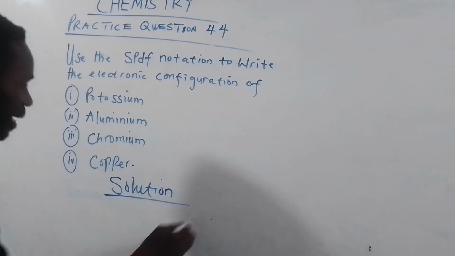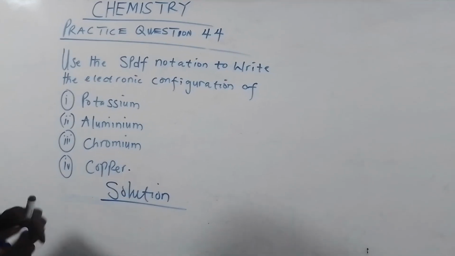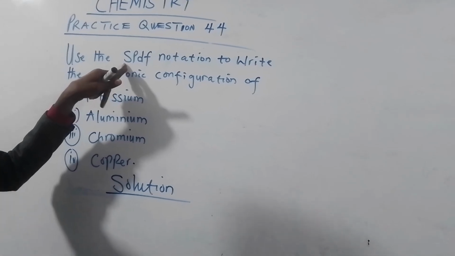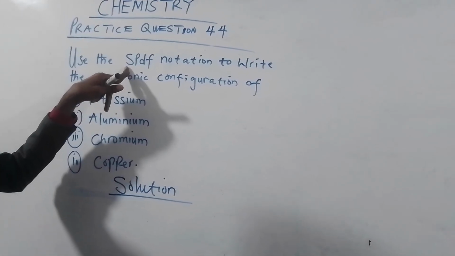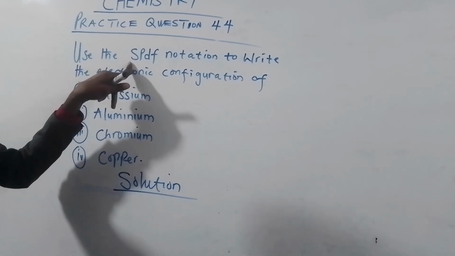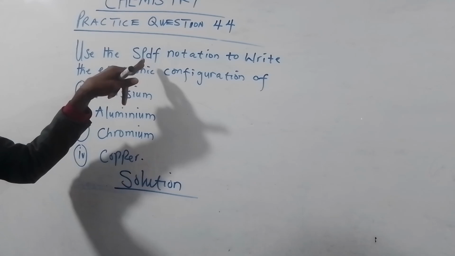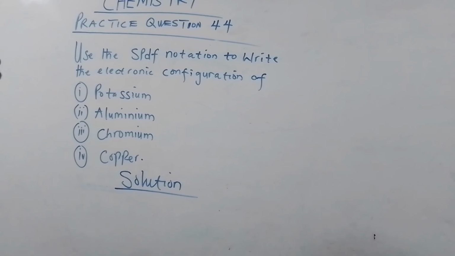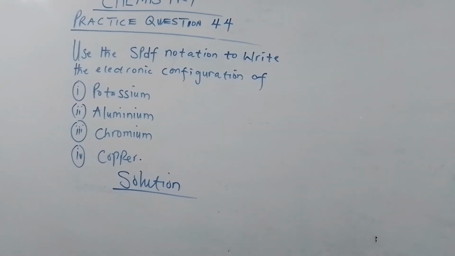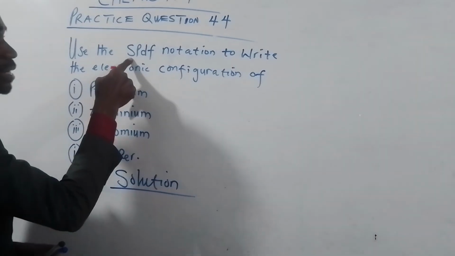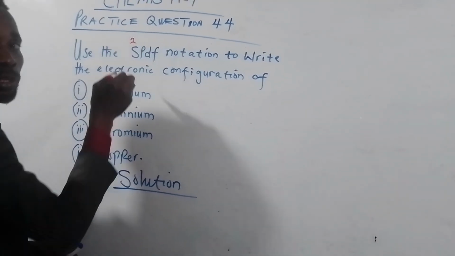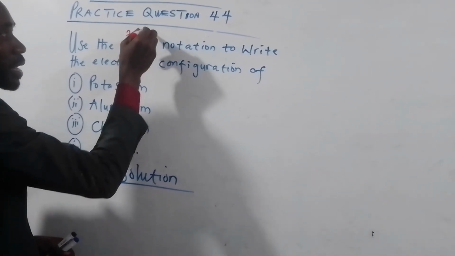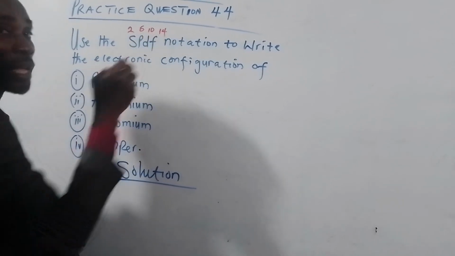Now, by spdf notation, we know we have the orbitals. The orbitals are regions in an atom where electrons are actually located. And we have the s orbital, the p orbital, the d orbital, and the f orbital. Using the spdf notation, we should understand that the s orbital carries a maximum of 2 electrons, the p orbital a maximum of 6 electrons, the d orbital 10 electrons, and the f orbital 14 electrons.